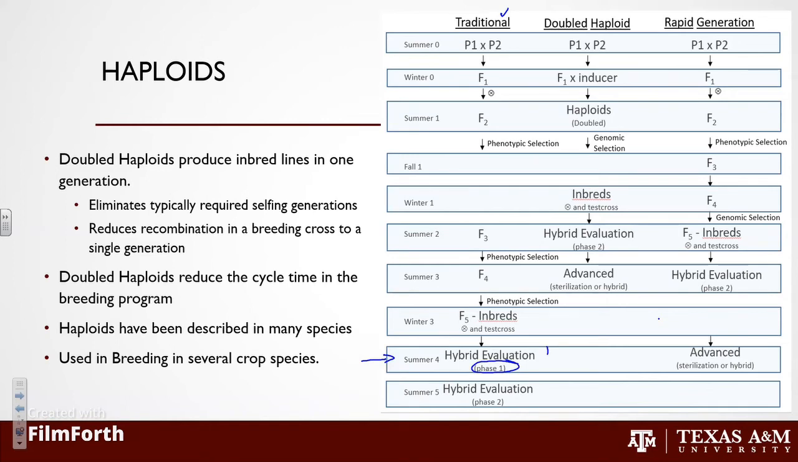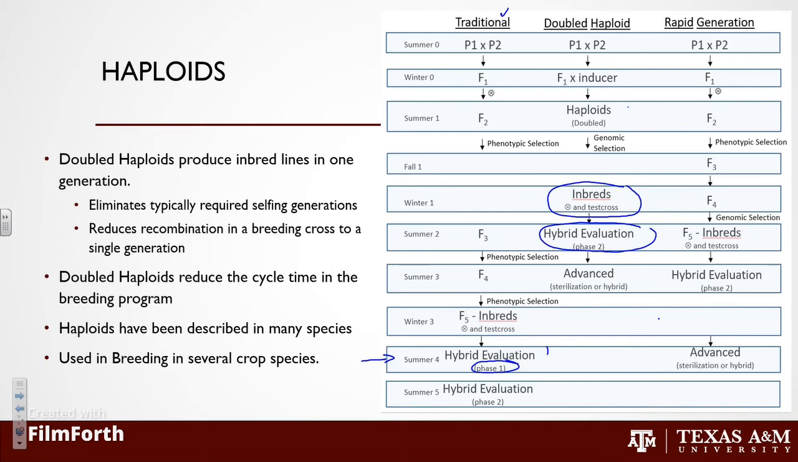If we use double haploids, we can have inbreds by the end of the first winter year, so 1.5 years after we start this process. And we could actually test cross those because remember, sorghum is not subjected to the same level of inbreeding depression that corn is. We could have hybrids in the field in the second year, 2 years after we made the original cross, and then we could advance and move forward with that.